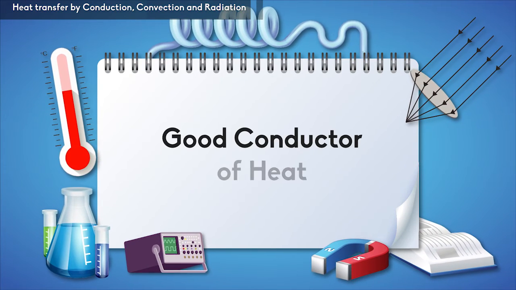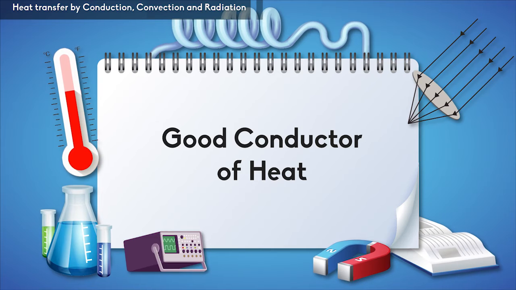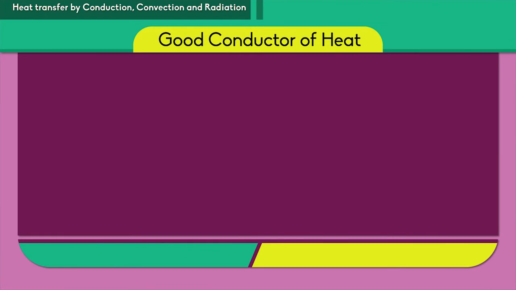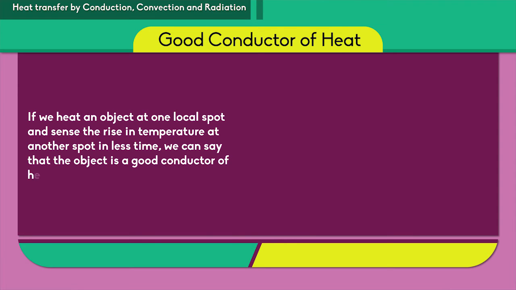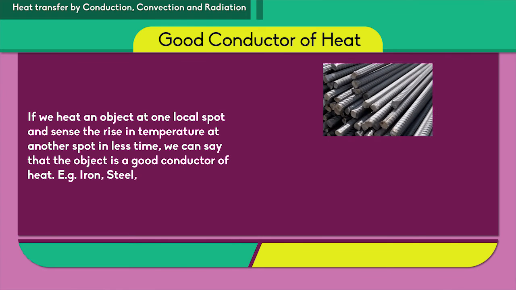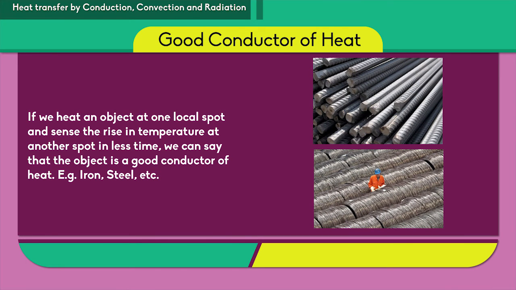Good conductor of heat. So, what do you call a good conductor of heat? If we heat an object at one local spot and sense the rise in temperature at another spot in less time, we can say that the object is a good conductor of heat. Example, iron, steel, etc.